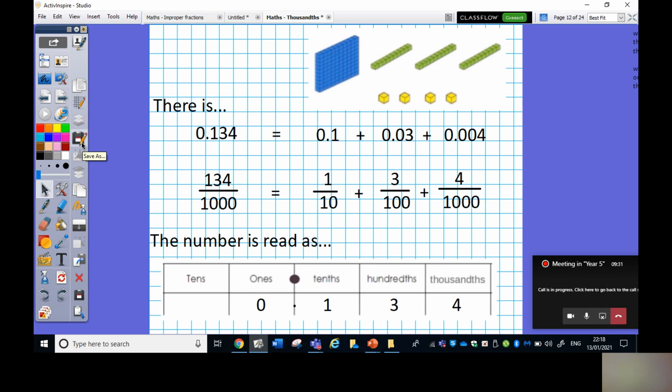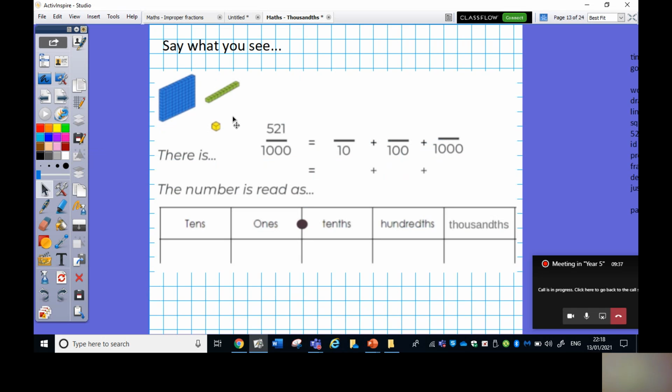Okay, so now it's time for you to have a go. I'd like you to draw squares, lines, and very small squares for the number 521 thousandths. I'd also like you to represent it in fraction parts as well as decimals in the way that we've done it. Pause the video and then have a go. Come back when you're ready.